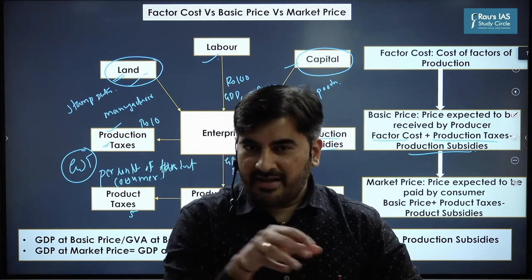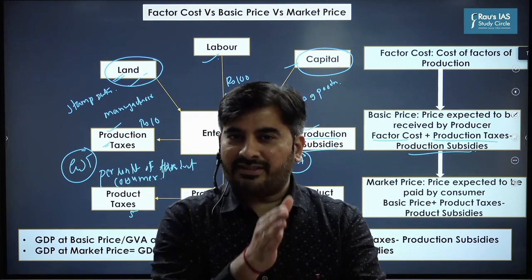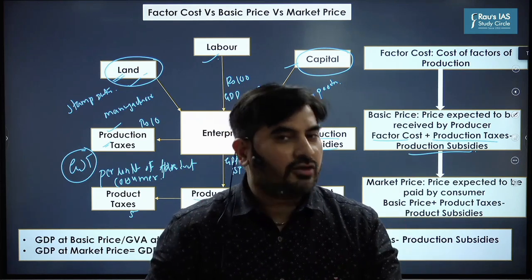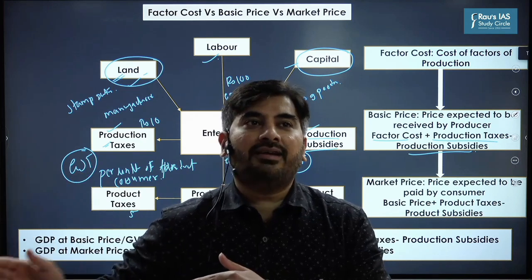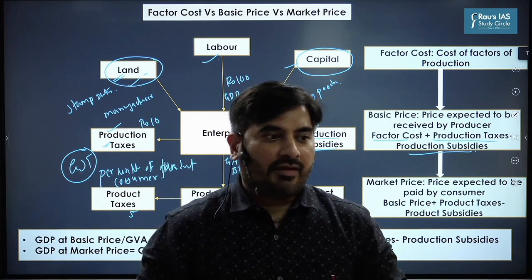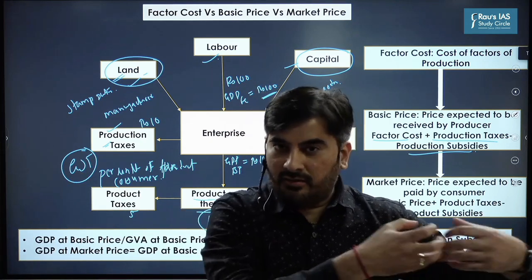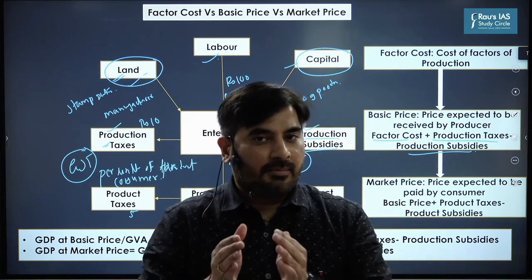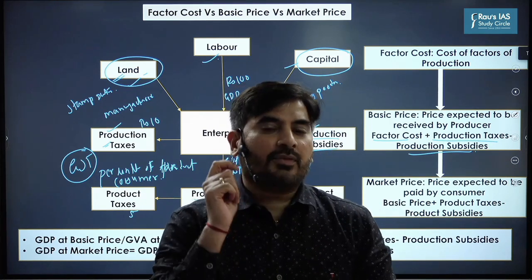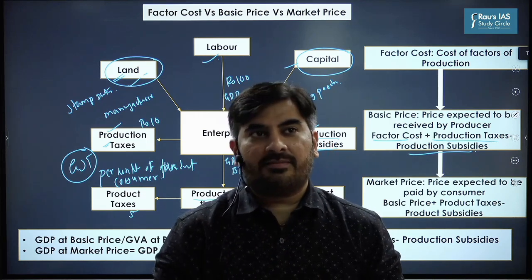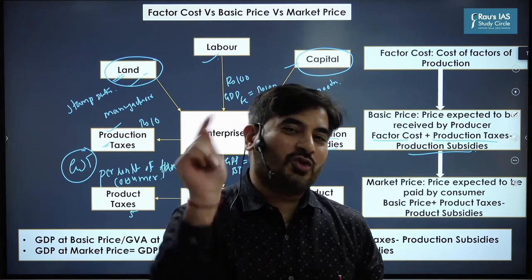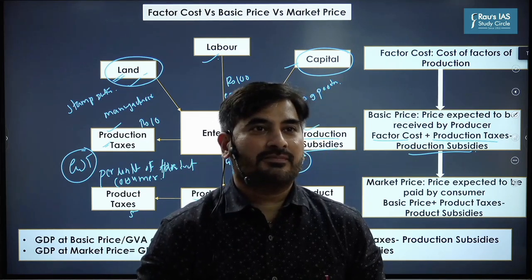So to summarize our discussion, GDP can be measured at 3 levels: GDP at factor cost, GDP at basic price, and GDP at market price. When we say factor cost, it takes into account the cost of factors of production. Basic price means how much price a producer is expected to receive on selling goods and services. Market price is how much price you are required to pay as a consumer.